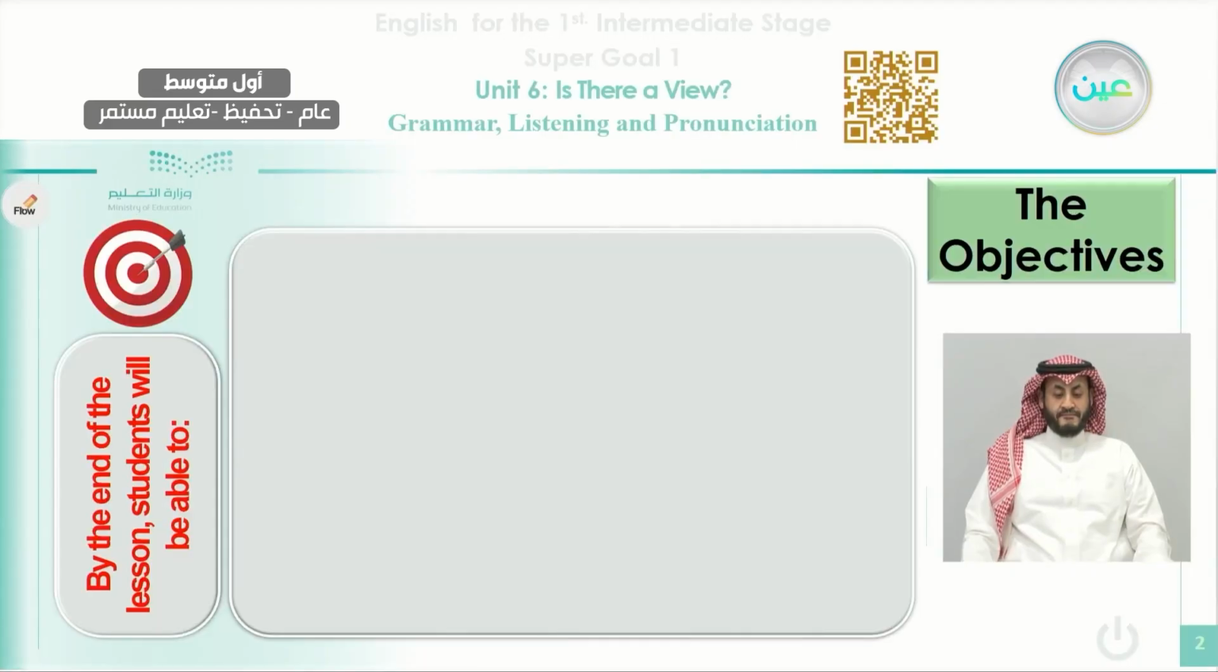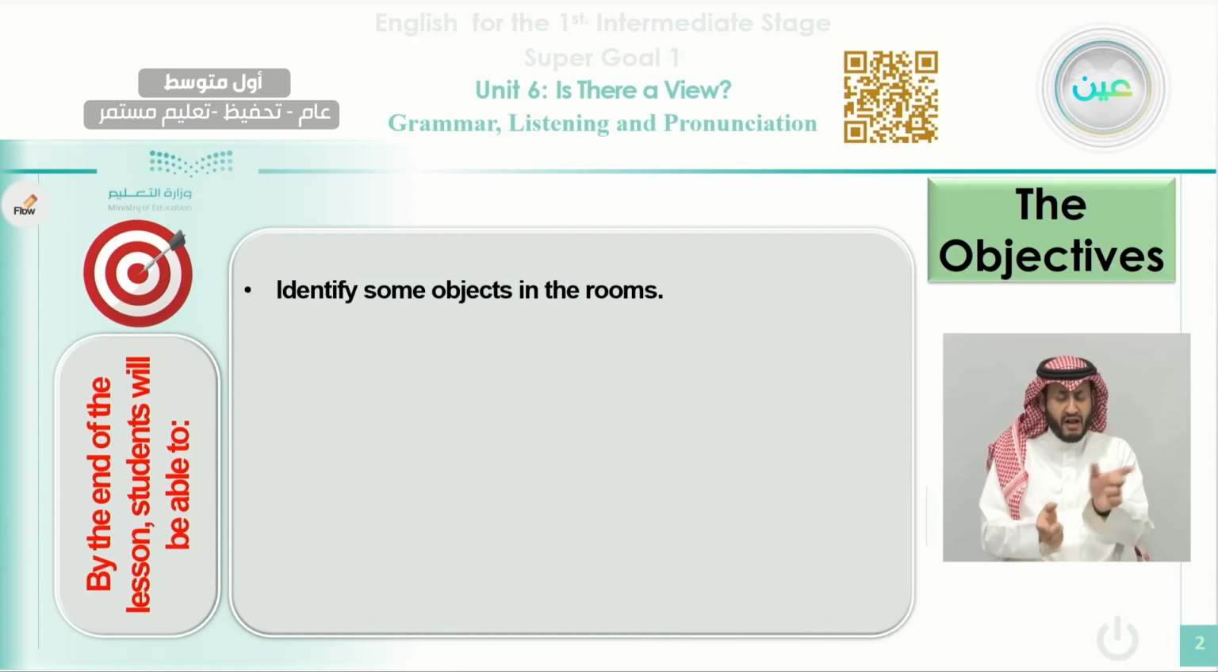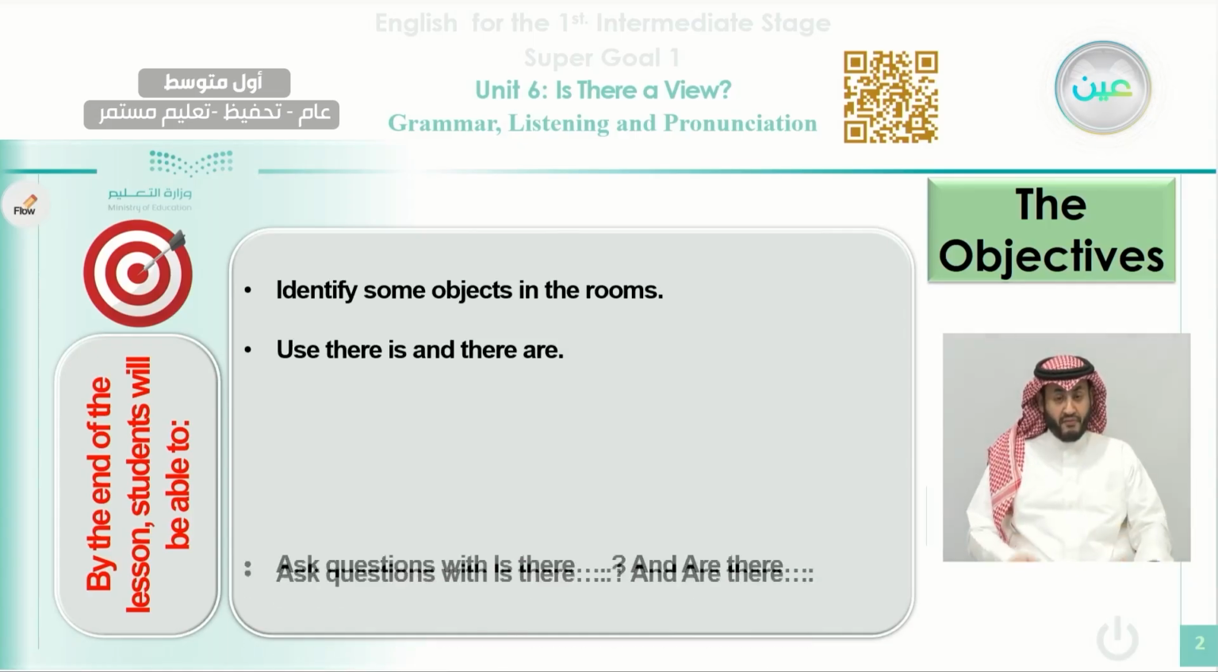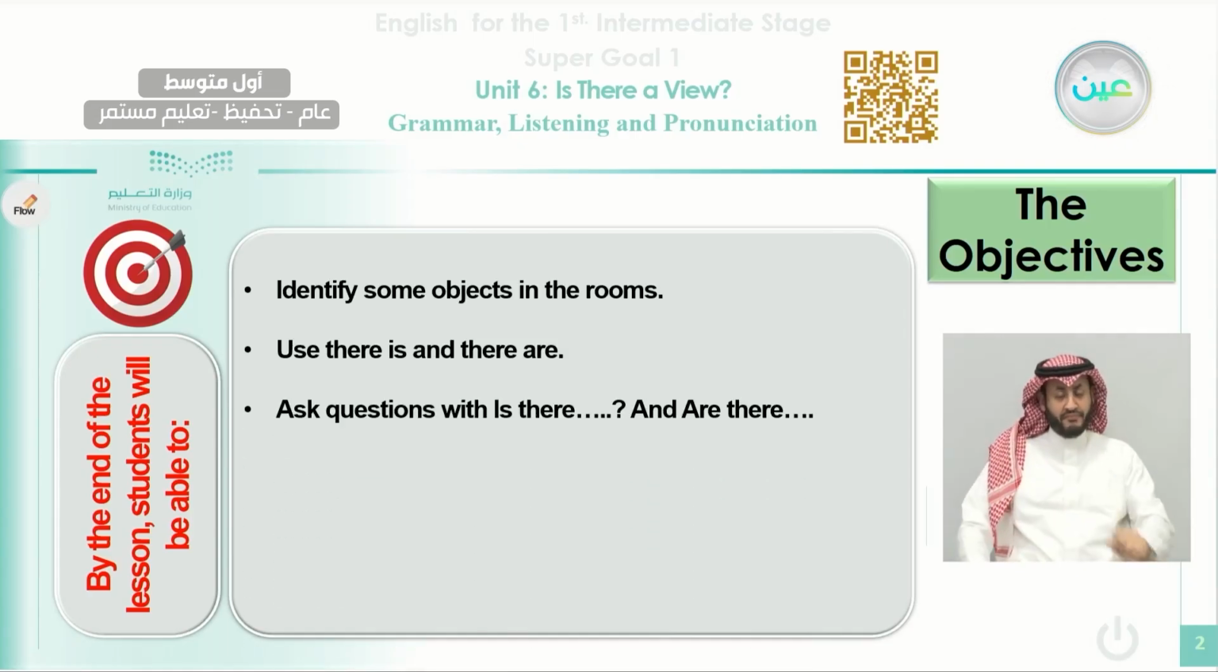As always, we start with the objectives, what we are going to achieve at the end of this class. At the end of this class, inshallah, the student will be able to identify some objects in the rooms. Also, the student will be able to use there is and there are. The student will be able also to ask questions with is there and are there.